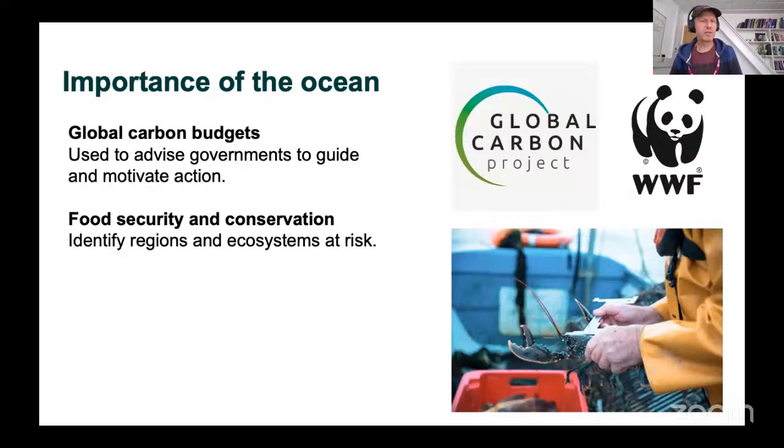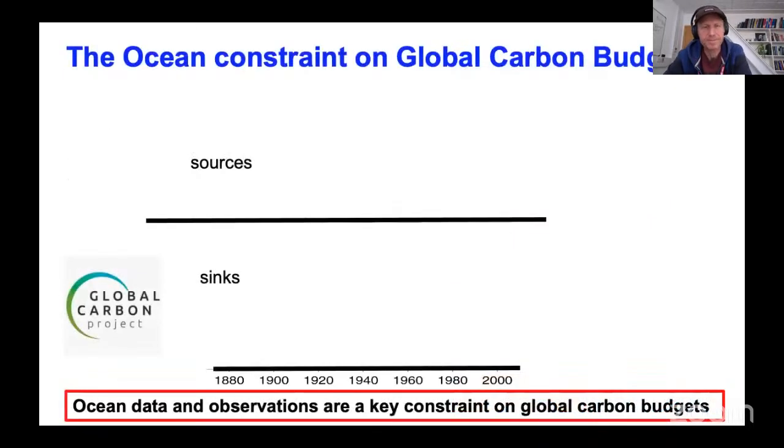And every year, these global carbon budgets are collated. It's a huge international effort, and they're used to advise governments to motivate reductions in emissions, or at least that's their aim. And sometimes that's successful, but that's what they're designed for. They're also increasingly, these carbon assessments, particularly for the oceans, being used for studying food security and conservation as well. So, identifying regions and ecosystems at risk from long-term acidification or even short-term acidification events.